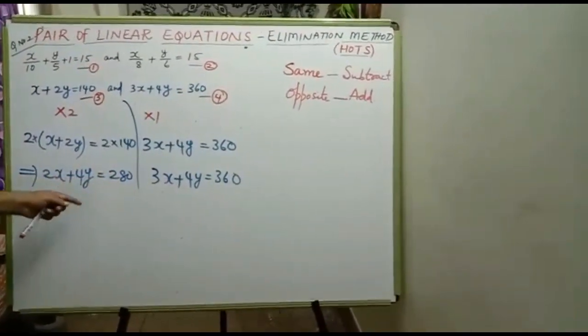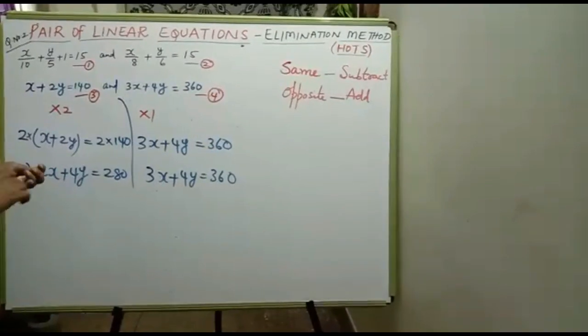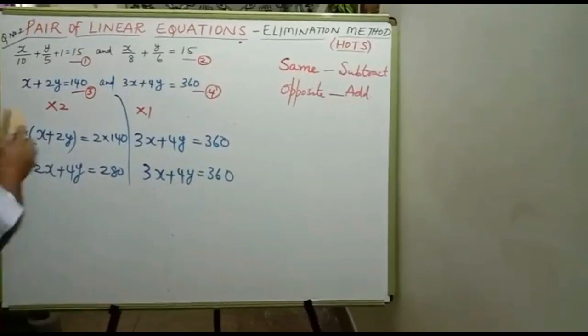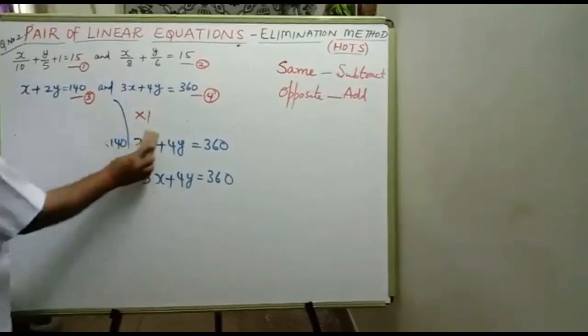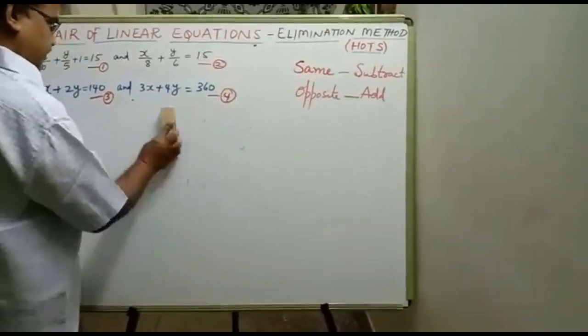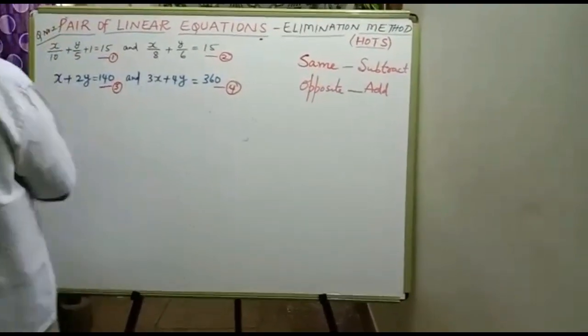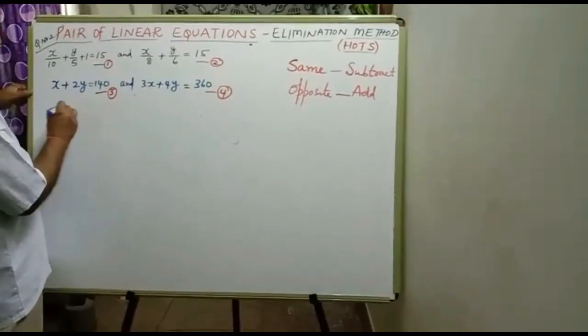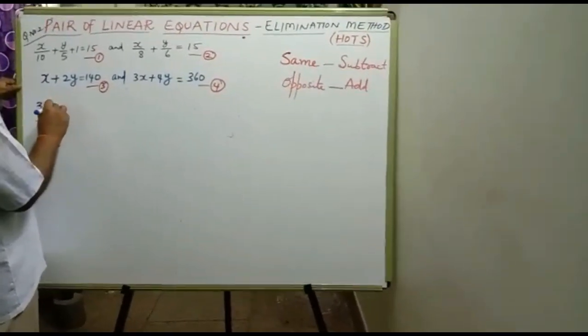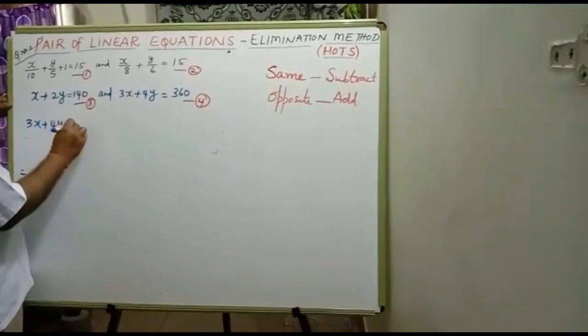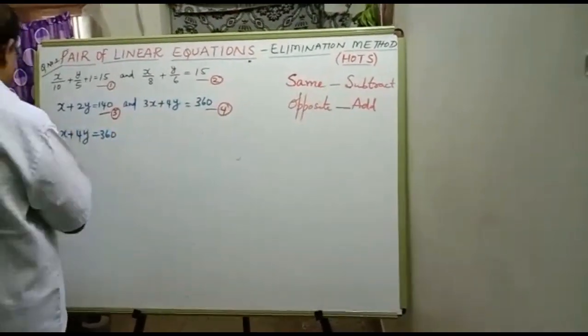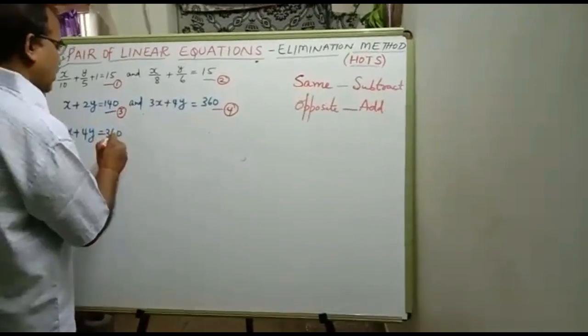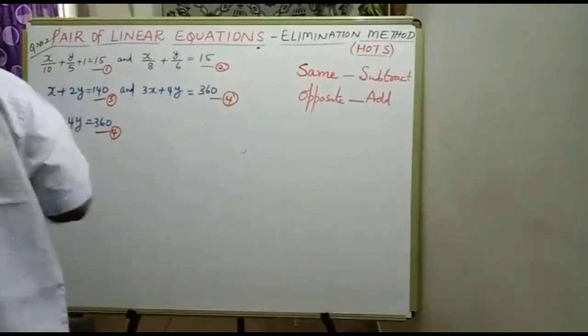So easily we can eliminate 4y. Directly I will write the steps instead of like this. What is equation 3? That is equation 3. Here I am writing equation 4: 3x plus 4y is equal to 360. This is equation 4.